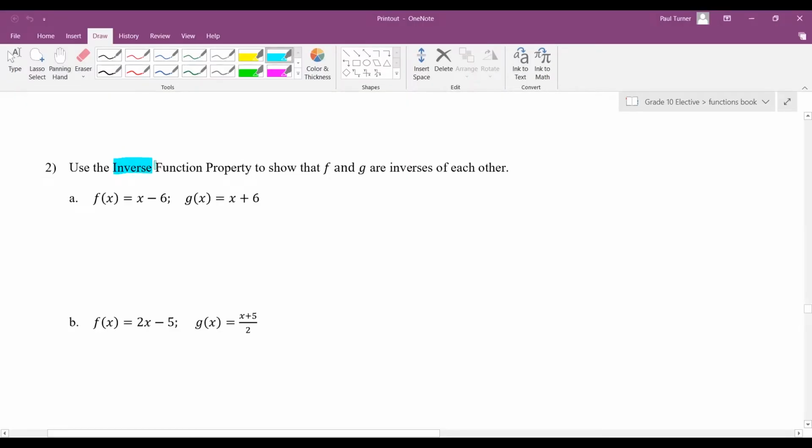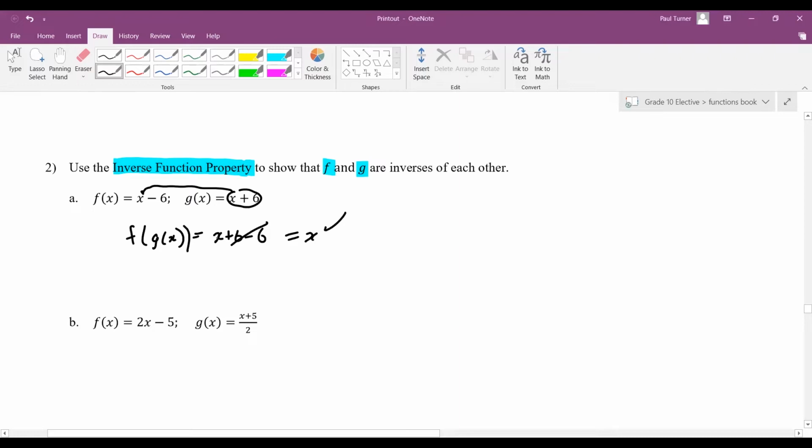Okay, use the inverse function property to show that f and g are inverses of each other. And I'll draw a sketch of this in a minute. So you've got f(x) is x minus 6 and g(x) is x plus 6. If you want to show that these are inverses without trying to draw the graph, we just do the composite in both directions. So we have f(g(x)). Okay, so this is telling you to put g inside f. So we'll put it in here. So you'll get x plus 6 minus 6. Okay, so you're going to get x, which is good. That's what you should get.